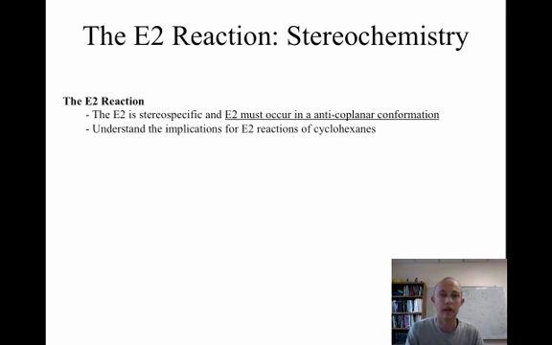Okay, so to summarize, we talked about two things, but we spent a lot of time talking about them. They're very important. The E2 reaction is stereospecific, and it must occur in an anti-coplanar conformation, which means just that the leaving group and the hydrogen are anti to one another, and they're in the same plane. So understand the implications for the E2 reaction of cyclohexanes, know how to draw the correct alkene isomer if an E2 reaction is taking place with a beta carbon that only has one hydrogen on it.